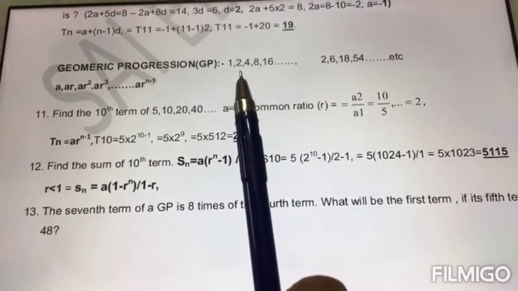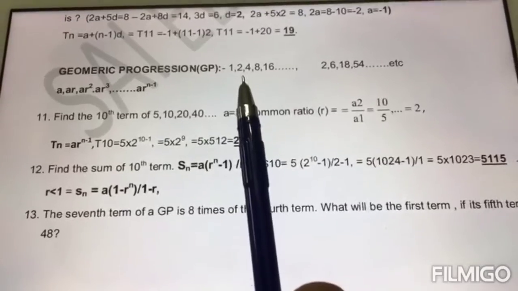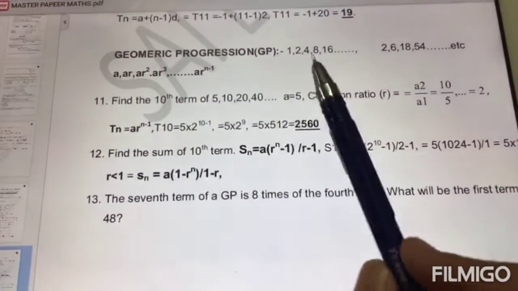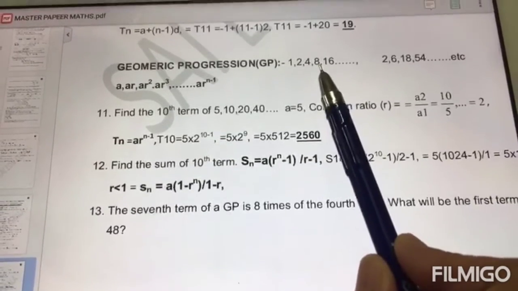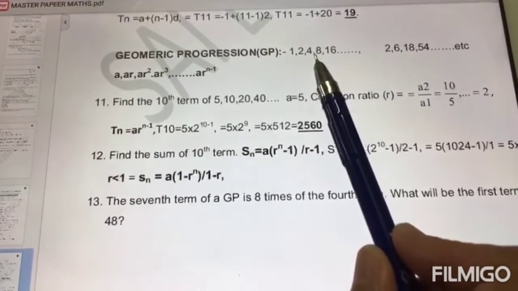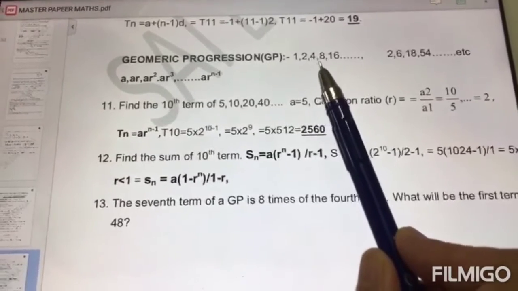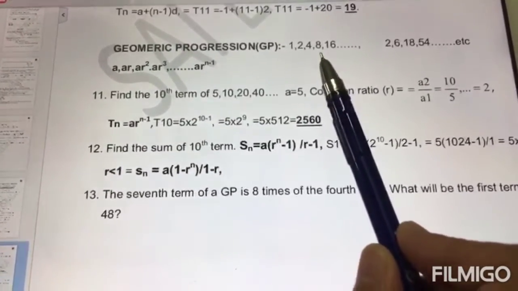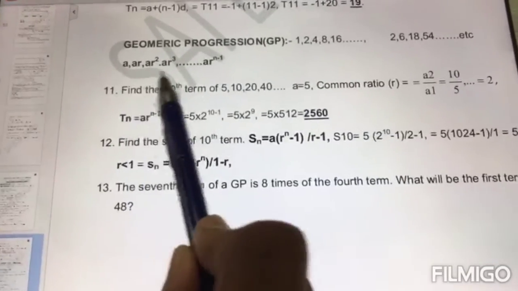For example, the second term here is 2. How did we get 2? It is 1 into 2, that is the first term into 2. Now look at number 8. It is the fourth term. It is obtained by multiplying the third term into 2. Similarly, 16 is obtained by multiplying 8, the previous term, into 2. That is called geometric progression, and it is written like this.